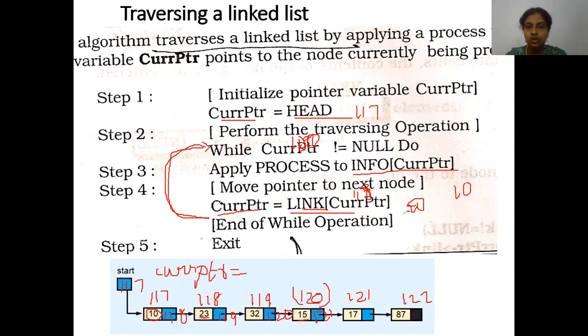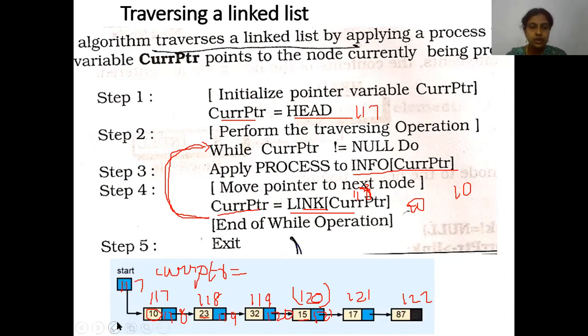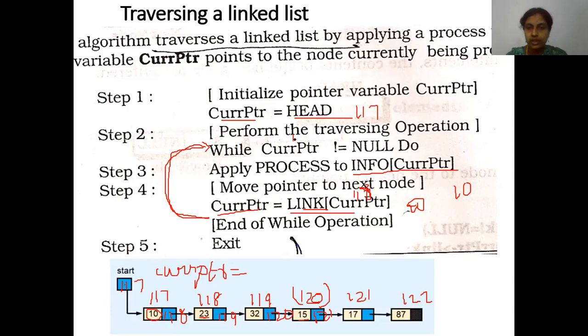Now the value we have taken will be 120. So with 120 as the value, the current position value is 120. It will check whether current position is not equal to null. So what we have to do is take the info of current position. What is the info of current position 120? 15. So 15 will be considered.